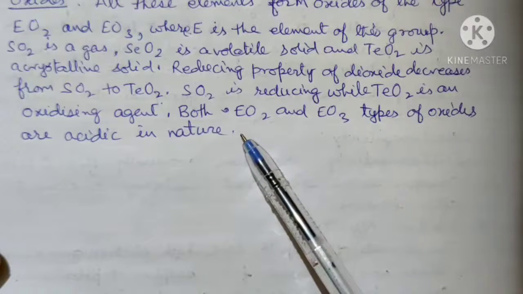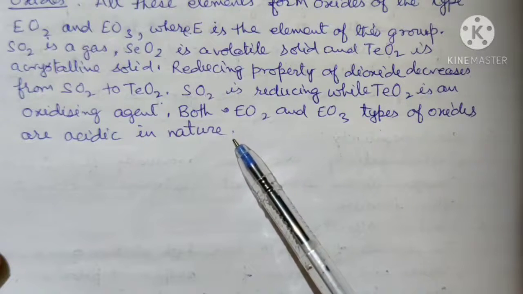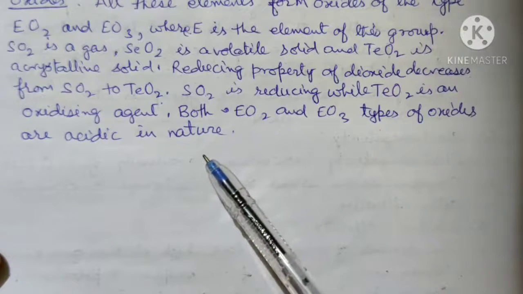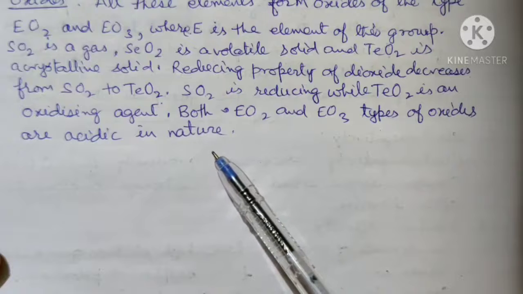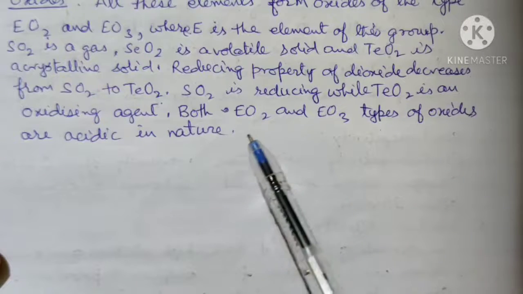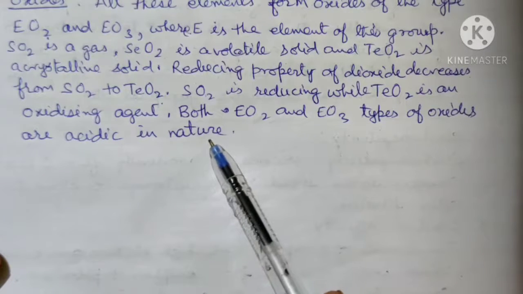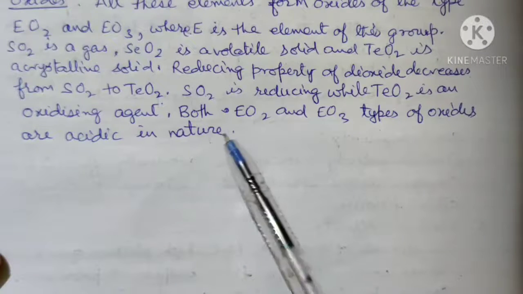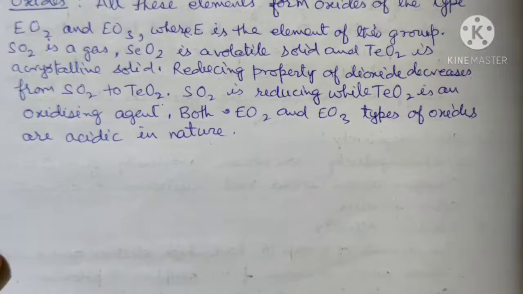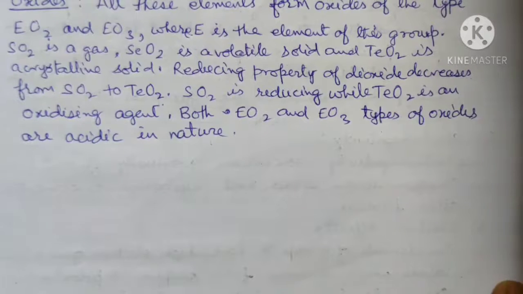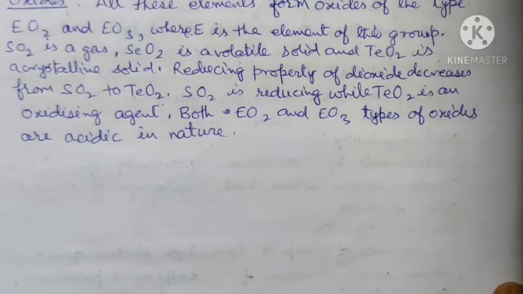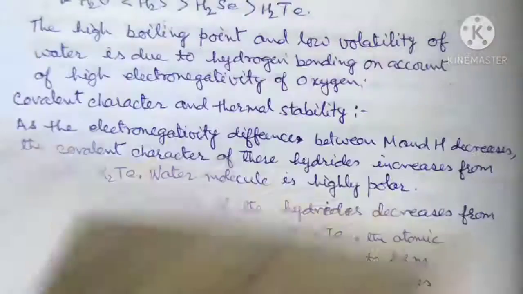When sulfur dioxide is dissolved in water, it forms sulfurous acid, and when sulfur trioxide is dissolved in water, it forms sulfuric acid. So these oxides are acidic in nature. The meaning of this is that when the oxides are dissolved in water, they form acids. So that's why these oxides are called acidic oxides.